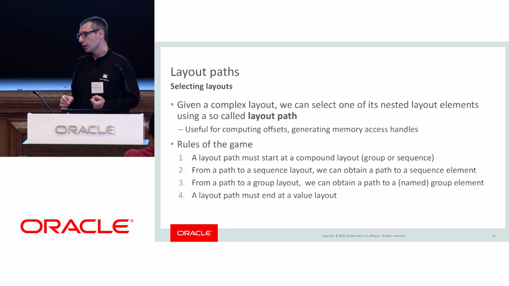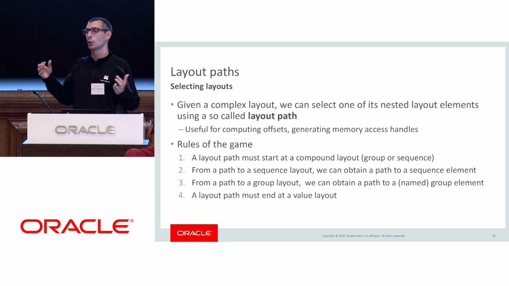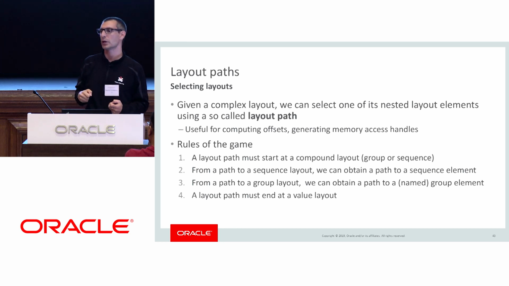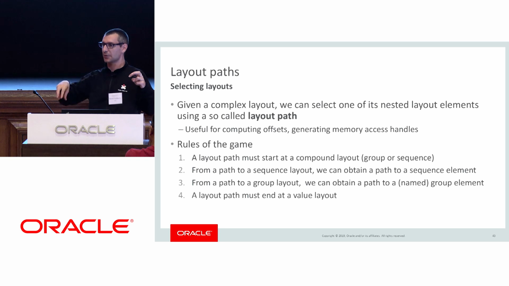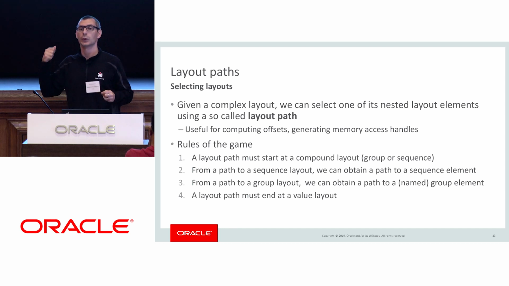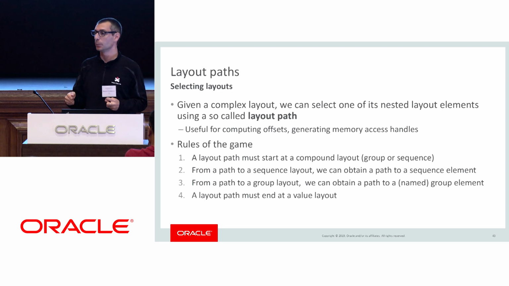The way we can actually create a variable out of a layout is to construct a layout path. So we start from a layout root, and then we have to find a way with our API to model a path that goes from the root to the particular leaf that we want to be able to dereference. And the rules of the game are: the path has to start with a group layout, so one of those complex layouts that has stuff inside. And you can select either a sequence element or you can select a struct field, but the path must always end with a leaf. You always must end up with a value layout.